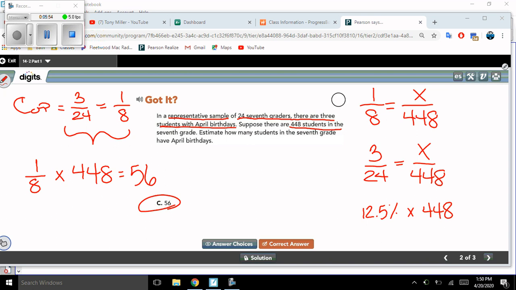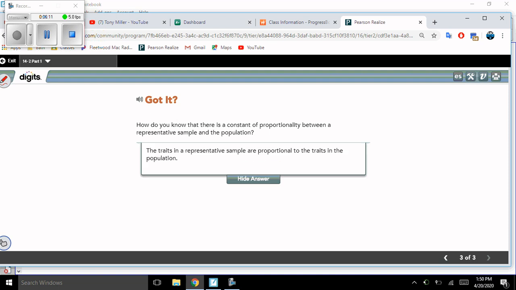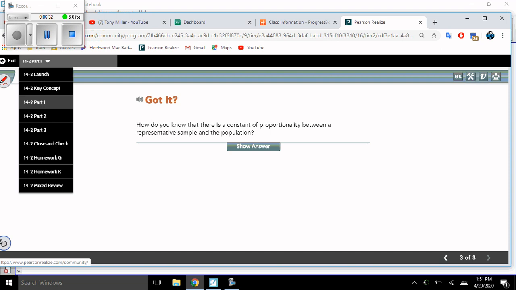to solve this particular problem. All right, let's move ahead to my next piece of the puzzle, and we're looking at slide 3. How do you know that there is a COP, or a constant proportionality, between a representative sample and the population? The traits in that sample are proportional to the traits in the population. The key word really is this idea of a representative sample. If they're telling you it's a representative sample, they're in essence telling you we got a proportion to the overall population. So that's important, finding that word. Let's move on to part deuce, see what we're looking at there.